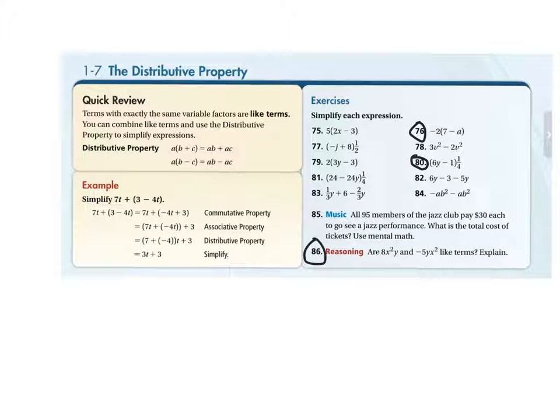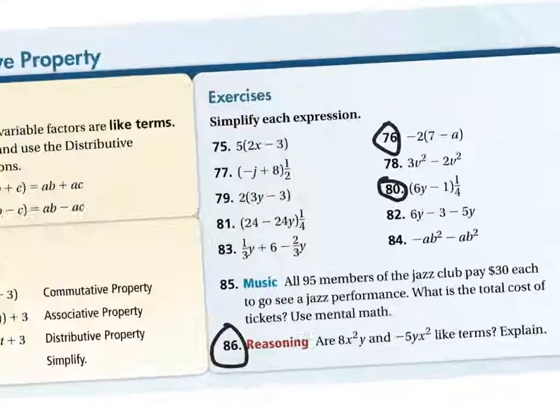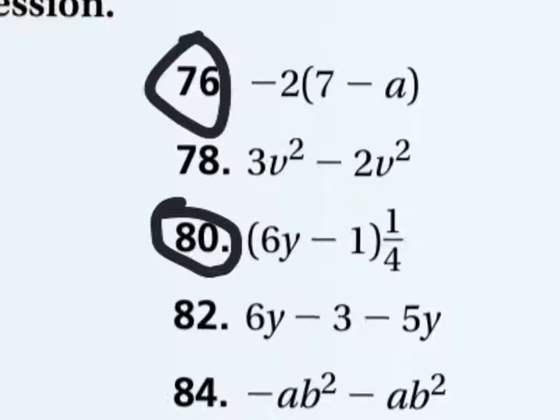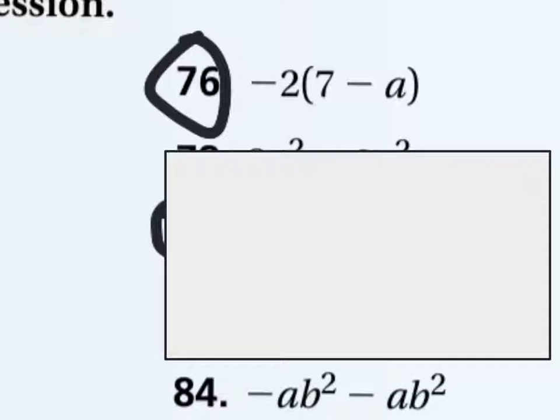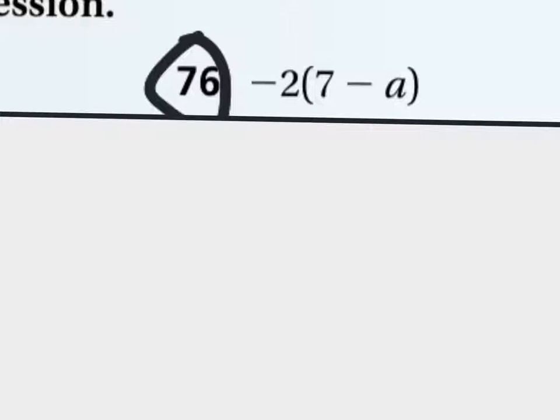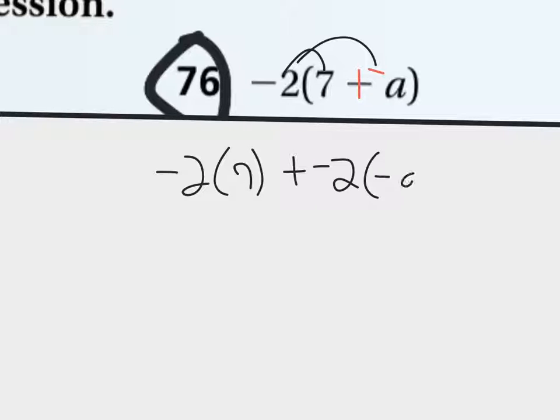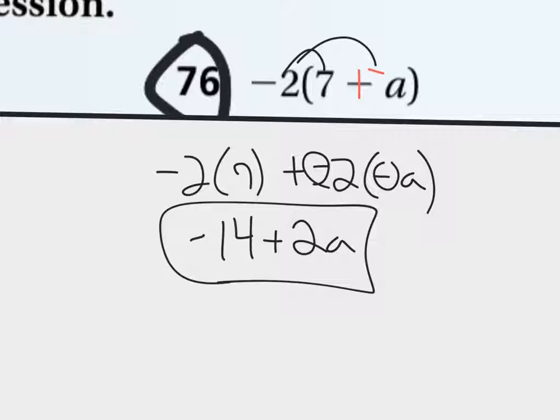Lesson 7 is on the distributive property. So if you have a number next to a set of parentheses and they're adding or subtracting in the parentheses, you can use that distributive property. So it's multiplying into the things in the parentheses. 76, if you want to add the opposite there before you get started, you can. And then we'll multiply the negative 2 into both of those. Over here then, negative times negative would be a positive, so negative 14 plus 2a.